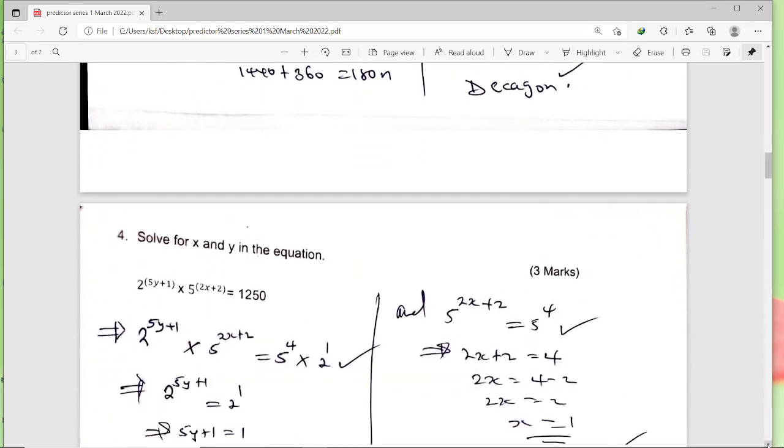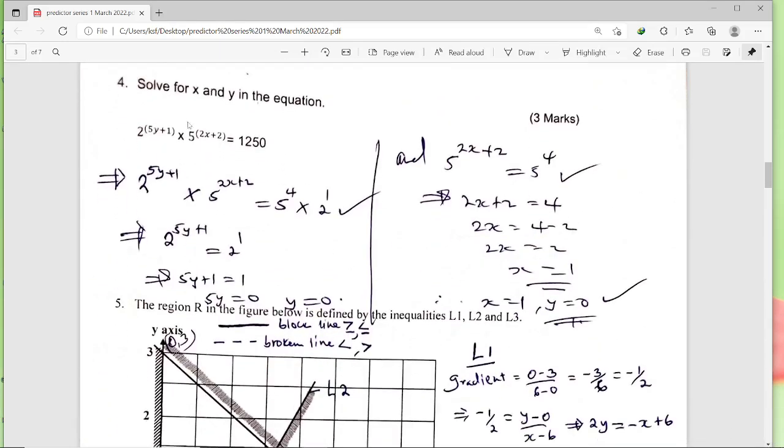Question number 4. Solve for x and y in the equation. The equation is 2 power 5y plus 1 times 5 power 2x plus 2 equals 1250. Remember, here is 2 power of that, and this is 5 power of this, so there is no common base. And here, we can only express this in bases of 2 and 5.